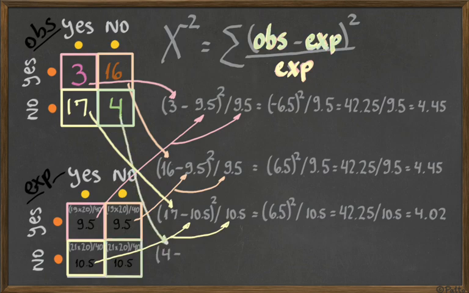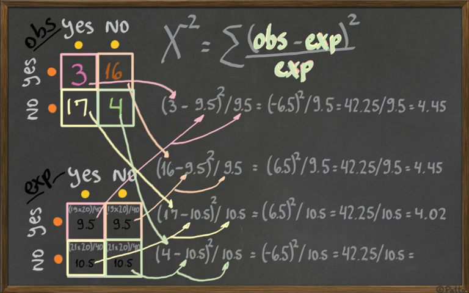And if I do that for the last one in the bottom right, it's going to be 4 minus 10.5 to the power of 2 divided by 10.5. So it's going to be minus 6.5. So the value is going to be the same. This is going to be 4.02.